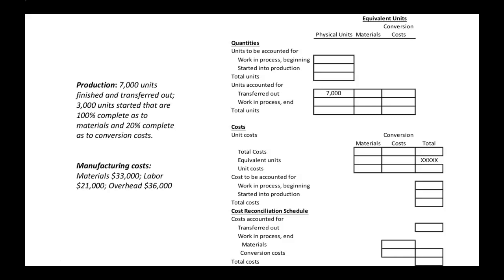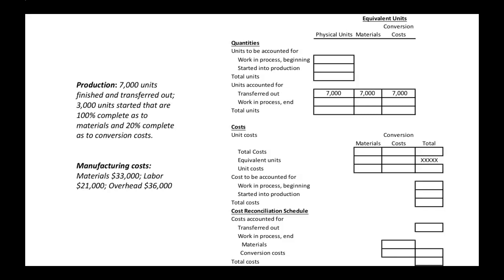And then you'll notice the next couple columns are for the equivalent units for materials and conversion costs. So there's some calculations here that we need to make. For units that are transferred out, that means that we have completed the manufacturing process, right? We've completely made these units. They're ready to be transferred out. So they're 100% complete for materials and for conversion costs.